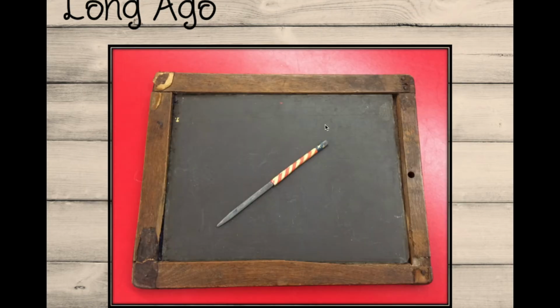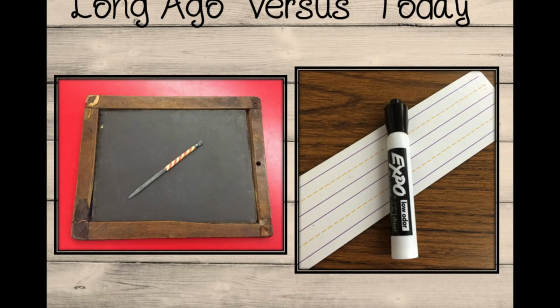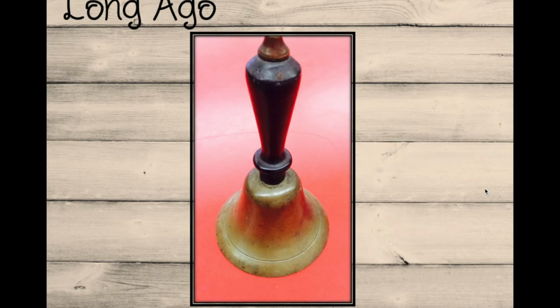Long ago, what could this be? Does this look familiar now? We use a lot of these, especially in guided reading when you come to the back table. So this is like their whiteboards and dry erase markers, but it's more of like a chalkboard over here. Long ago, what is this? I think some of you may be able to guess what this is because we still have some of these today.